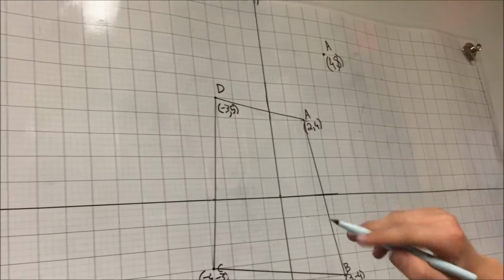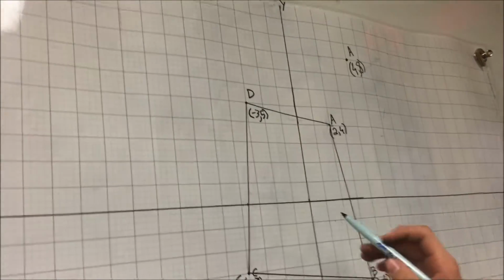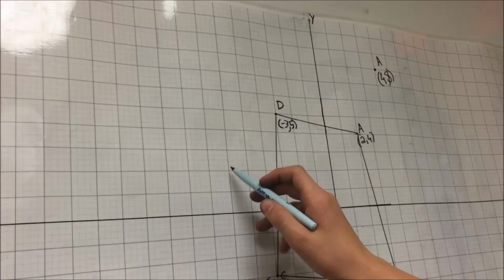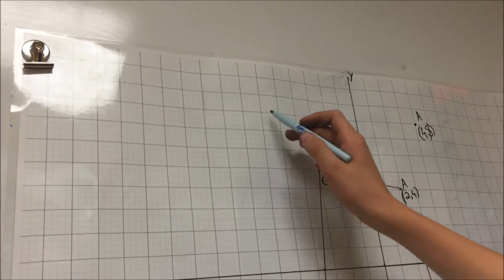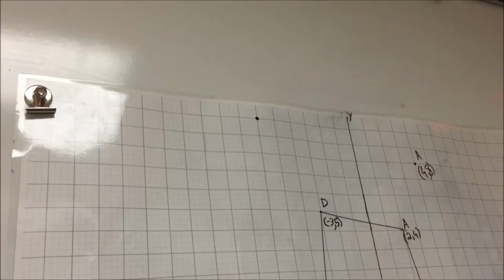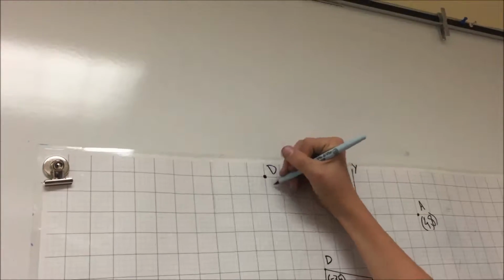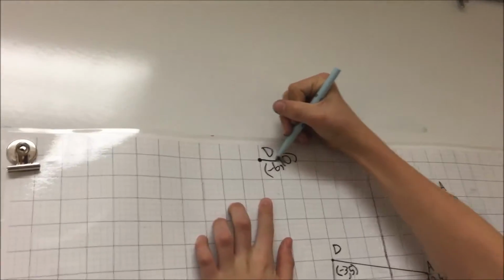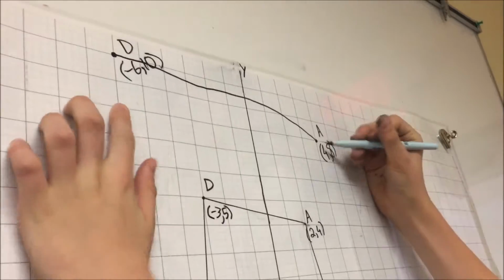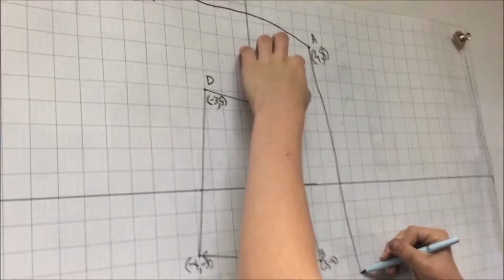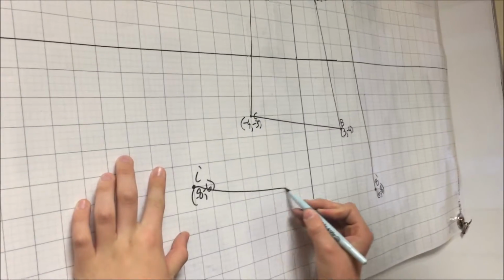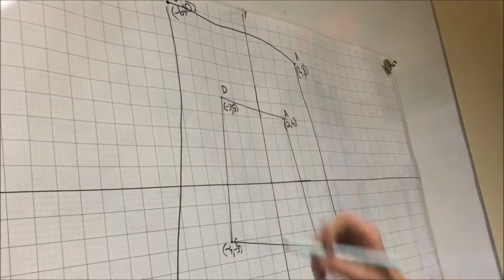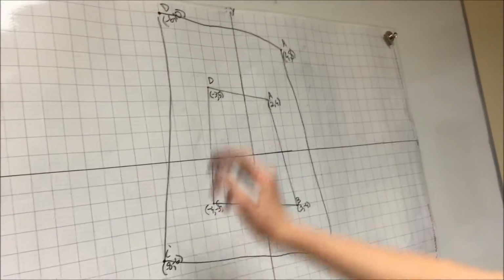Now we're going to do D. So this is going to be negative 6, 10. 1, 2, 3, 4, 5, 6. 1, 2, 3, 4, 5, 6, 7, 8, 9, 10. Now we have D, negative 6, 10. And if we just fill in these lines, we have our new quadrilateral, which is going to be A prime, B prime, C prime, D prime.